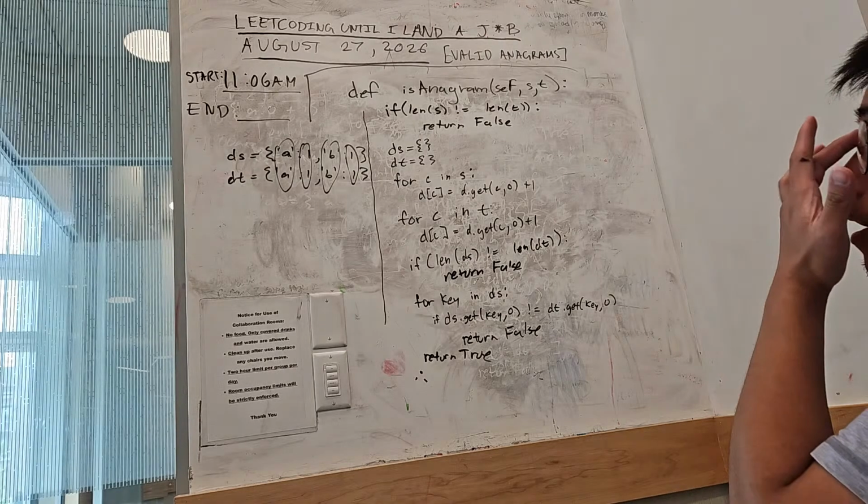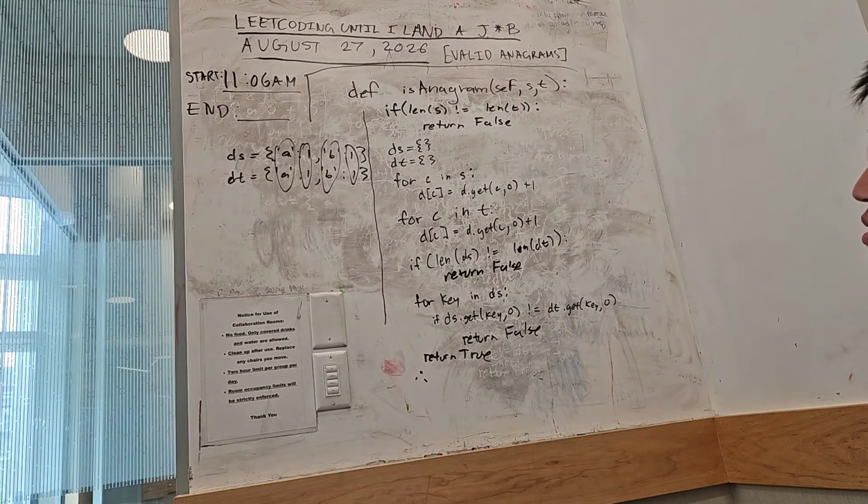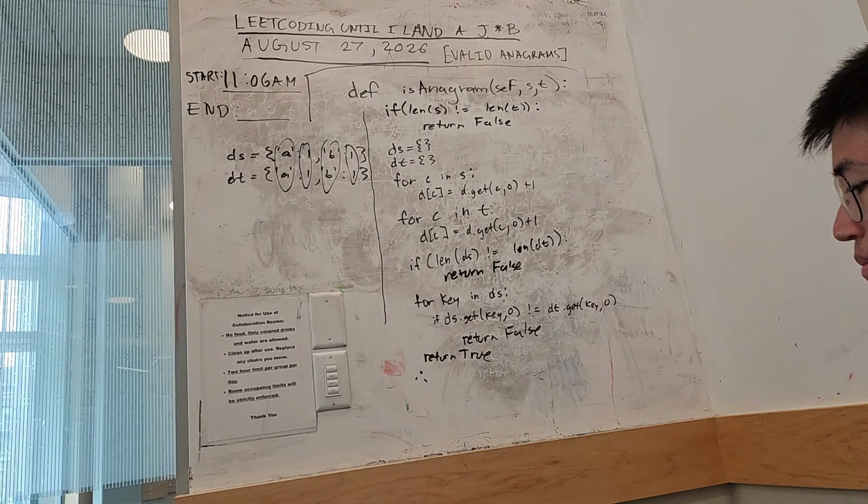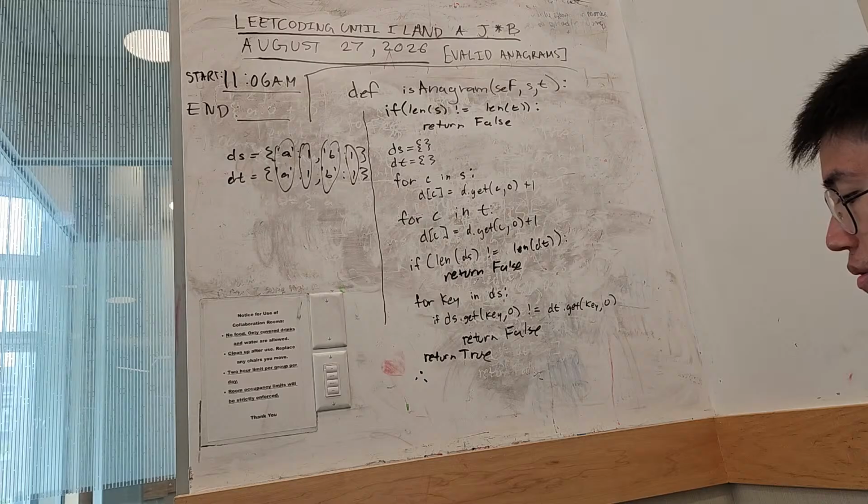Okay, I know this repetition could probably be fixed. There should be a way to simplify this code, but we're not going to worry about simplification right now. We want to be able to solve the problem, right? O of n plus m of log n. Return false. For key in d of s, if ds dot get key 0 not equal to dt dot get key 0, return false. Okay, otherwise return true.